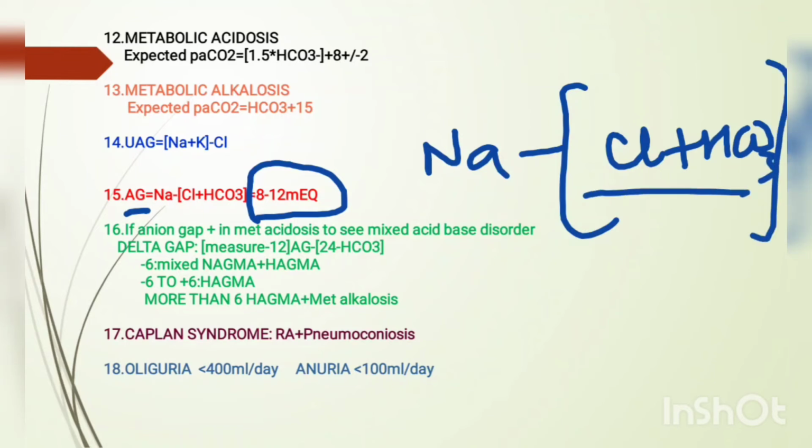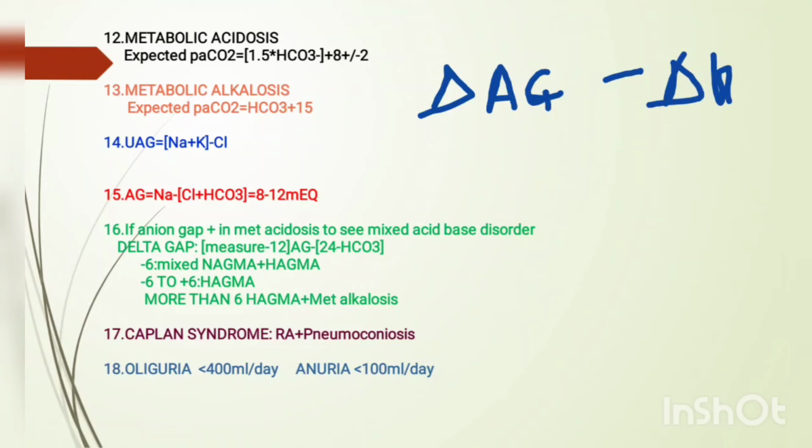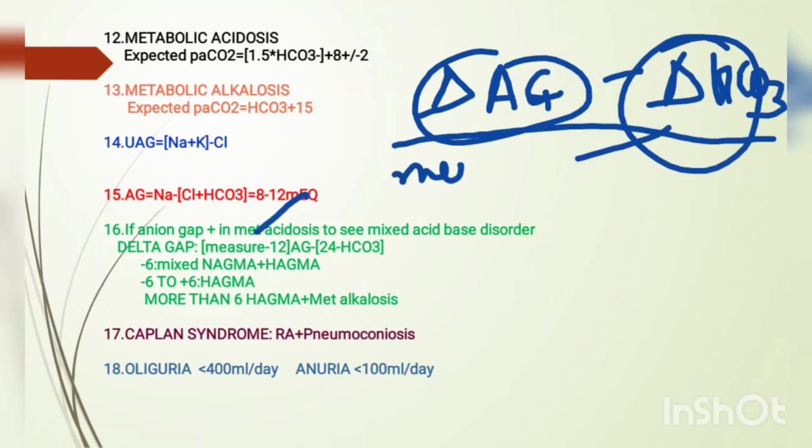Now, if you see anion gap is present in metabolic acidosis, then to rule out a mixed acid-base disorder, you need to see the delta gap. Now, what is delta gap? Delta gap is change in anion gap minus change in bicarbs. This is one of the previous year AIIMS questions. So, how will you calculate the change? It is measured anion gap minus 12, and change in bicarb is 24 minus the value given.